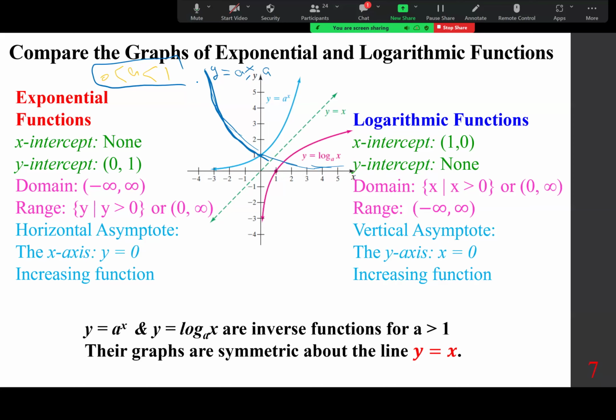And for the log, use a different color. Let me use a different color. Maybe this one.